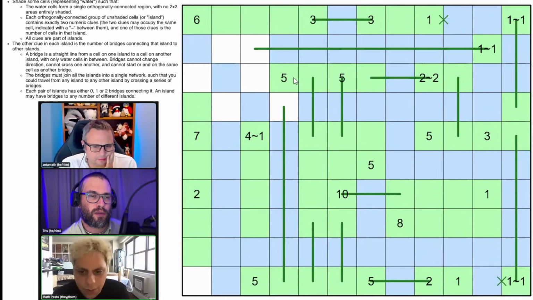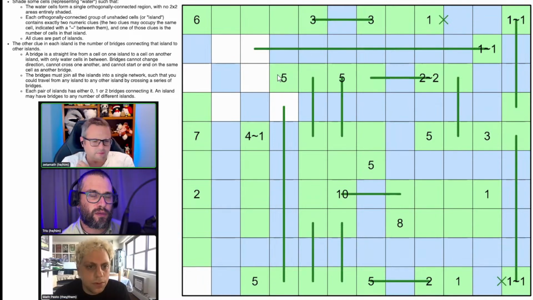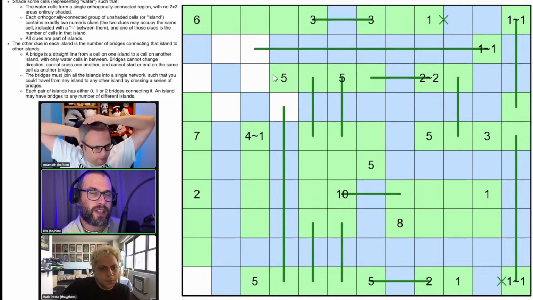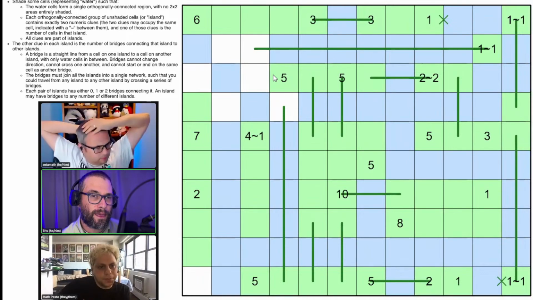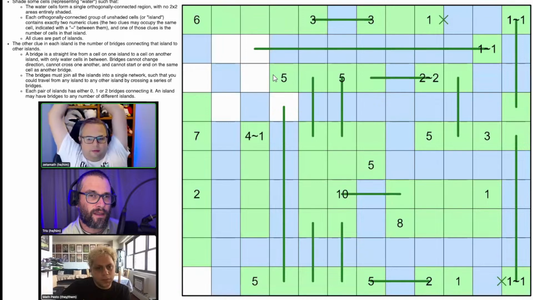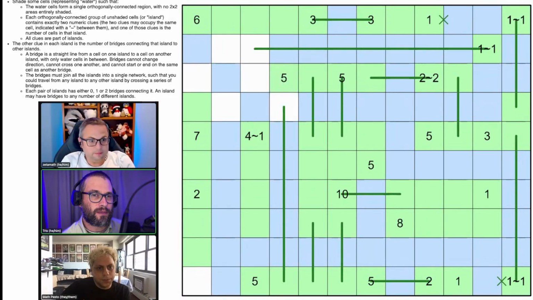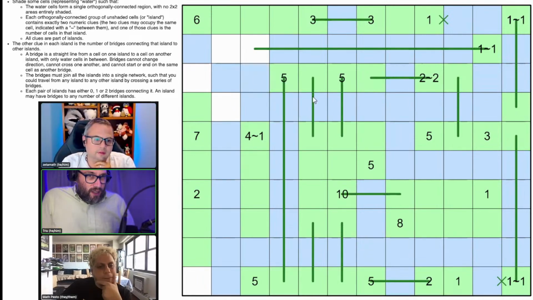Carl says row 3 column 4 having a bridge going left breaks the 6-3 in row 1. Yes, it does. So it only has a bridge going down. Whoops. It's not the right tool. And now we know that cell is blue, and it finishes there.